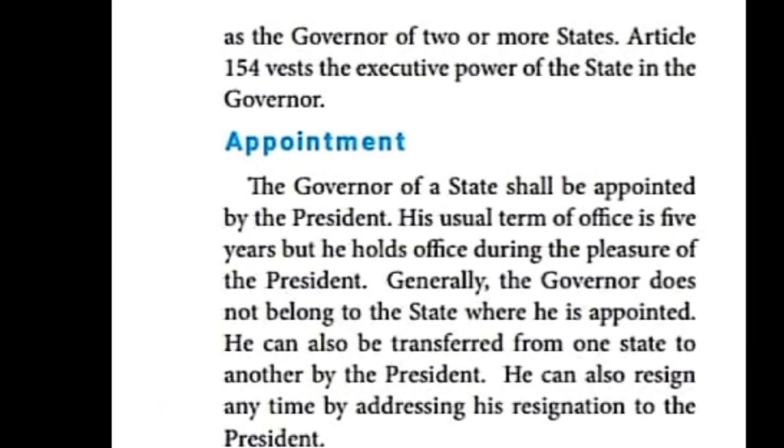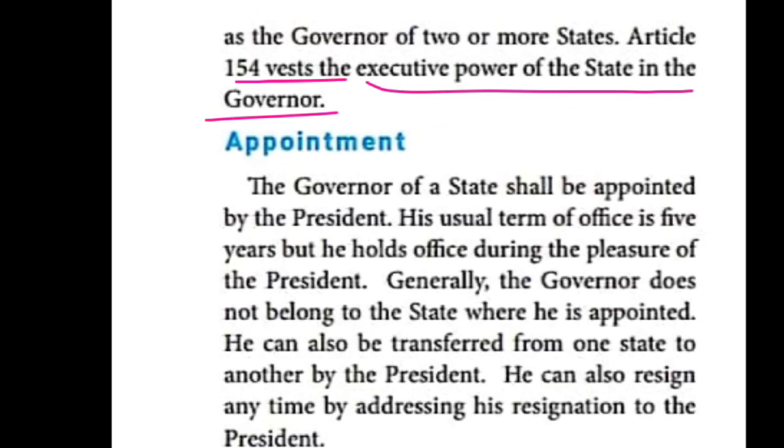Here, as per Article 154, vest means authority, power. That's the meaning. One word is given now: Article 154, vest. Vest means power, otherwise authority, the executive authority. Who has the executive authority? The Governor has the executive authority. Moreover, he is the constitutional head of the state government.